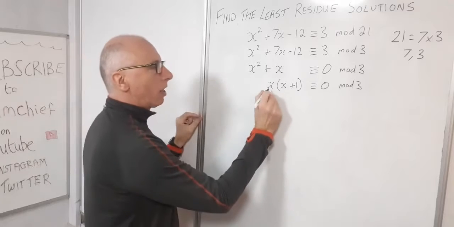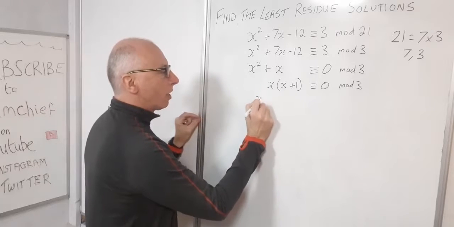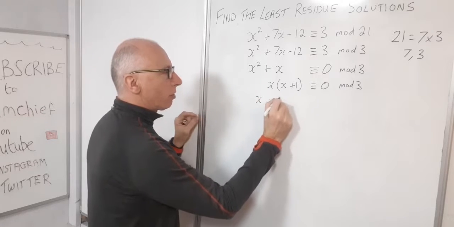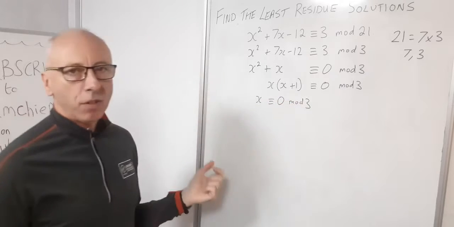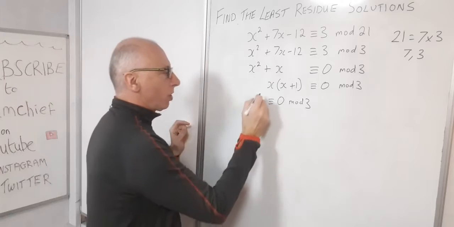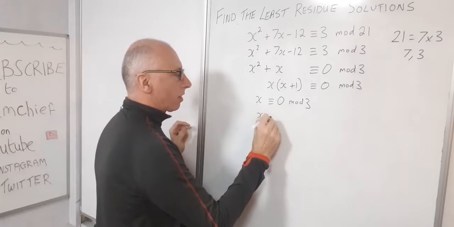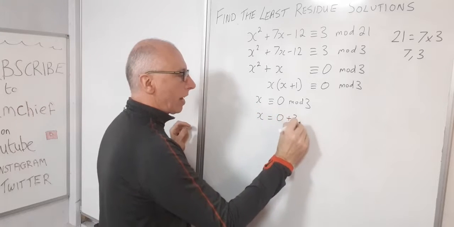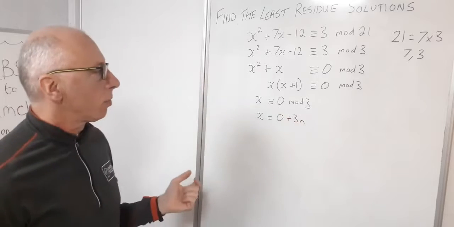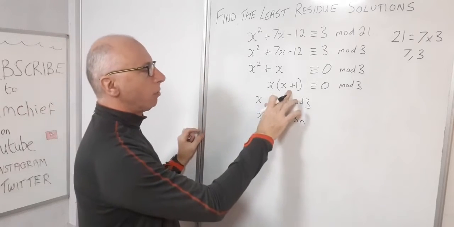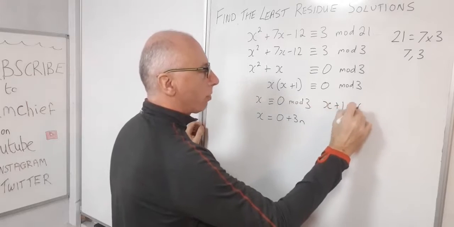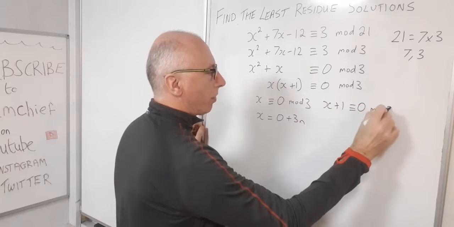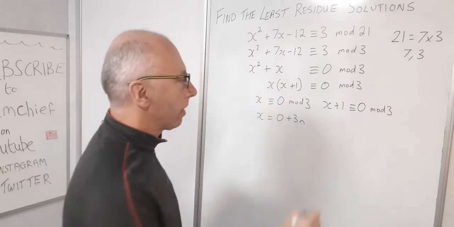So for the first one, I'm going to concentrate on this term. So x is congruent with 0 mod 3. Therefore we can say our solutions for x can equal 0 plus 3n. So that's our first one. And then for our second one, we'll work on this one and say x plus 1 is congruent with 0 mod 3. And now let's find our x.